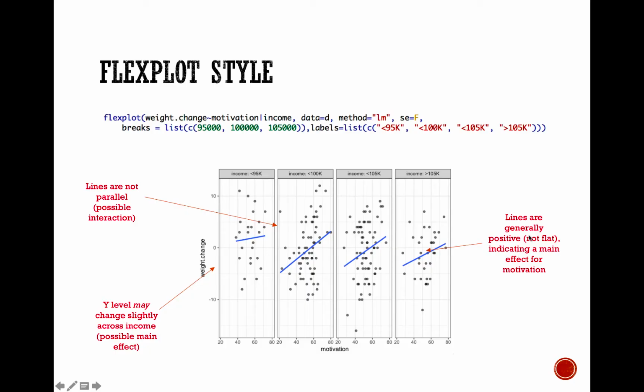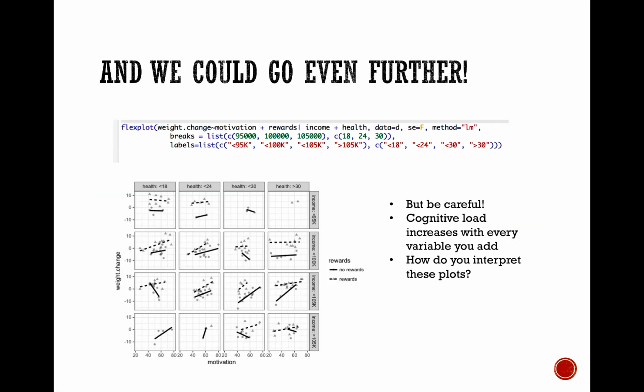Anyway, so lines are generally positive, not flat, indicating a main effect for motivation. So the motivation, generally they're not flat. Okay? And we could go even further. Like I said, you can do it both in the columns and in the rows. And so here we have, looking at the relationship between weight change and motivation conditional on health in the columns and income in the rows.